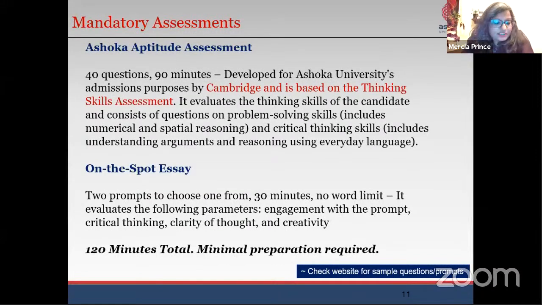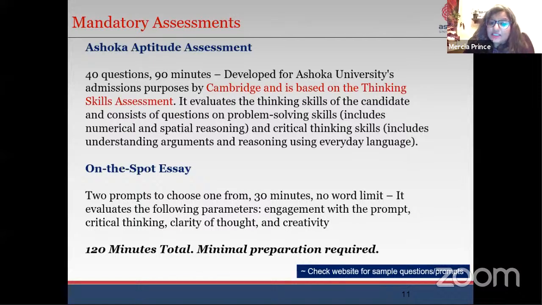So very quickly, just keeping an eye on the clock, there's the Ashoka aptitude assessment. It's 40 questions, 90 minutes. It's developed for us by Cambridge. It's based on their thinking skills assessment. So this is what we have been using. Every round has one assessment date. The assessments are different for each round. And it evaluates your thinking skills, problem solving skills, critical thinking skills, and numerical and spatial reasoning. So it's not something that you need to prepare much for, okay?